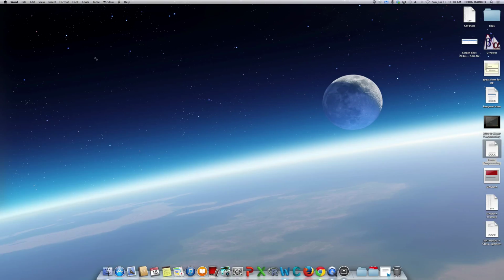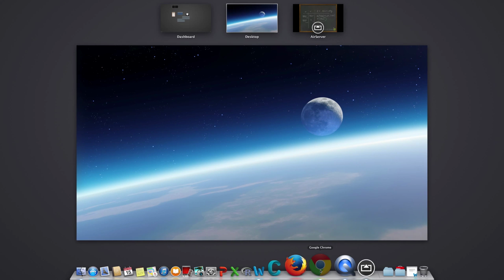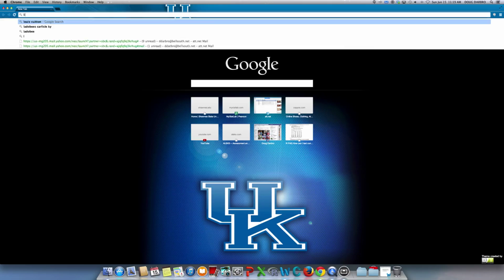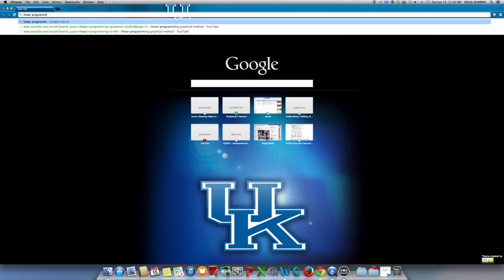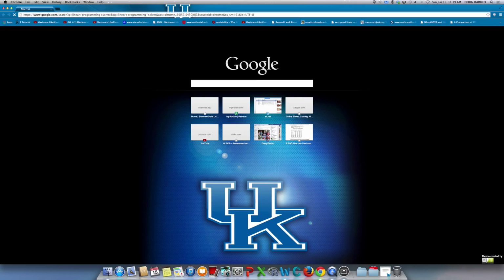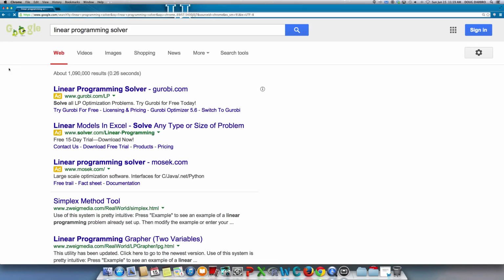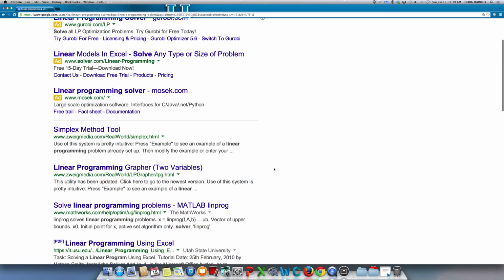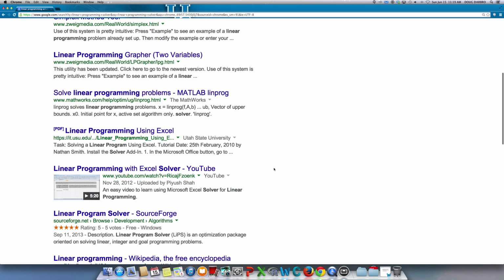I don't mind you at all exploring these options and using them sometimes. I don't know if my computer will even let me open up a browser right now, but let's pretend it will. So let's go to Google Chrome and just type in linear programming solver. And there's all kinds of really cool things out there. There's also some really confusing ones out there. Don't get into the simplex, the grapher. Let's see if we can find something that's kind of cool.